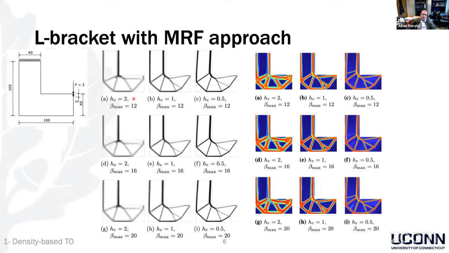So we see that for the same mesh size, we get pretty much the same design. We also see that even for the coarse mesh, the optimizer is able to route the load path around the reentrant corner, which is what we would expect. And we also see that all of the designs, even the coarse mesh designs, are pretty close to being fully stressed, which is encouraging.